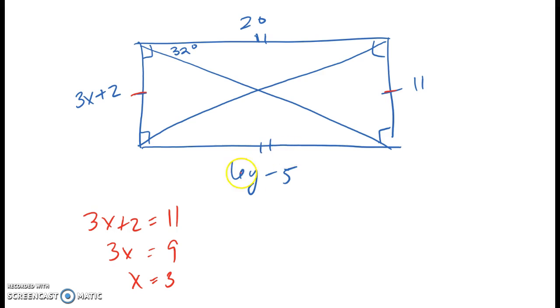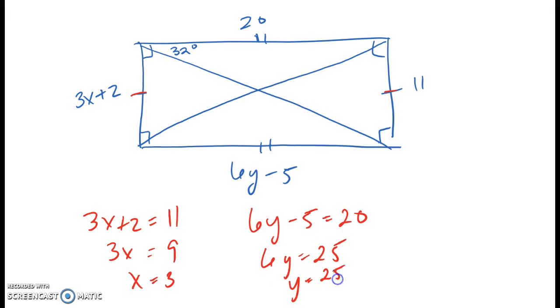If I want to find y, I'd set the top and bottom congruent to one another. And this one's not as fun because it's a fraction, but whatever. Okay, 25 over 6. So I found these to make all this match on the outside. Now I can go to the angles, which is the fun part.